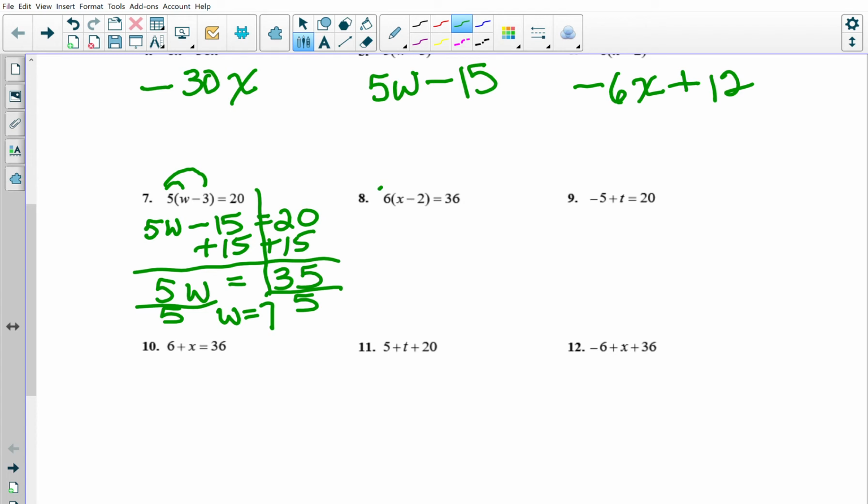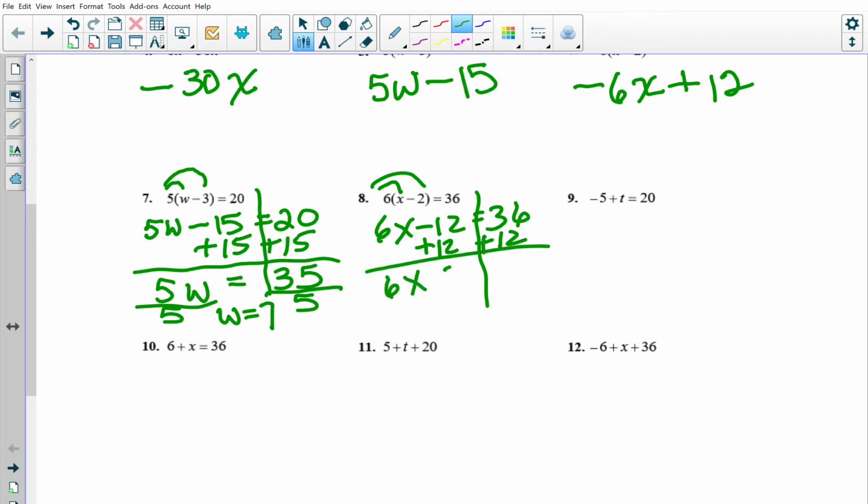In number 8, distributing, I have 6x minus 12 equals 36. So first I will add 12 to both sides of this equation. So 6x equals 48, and dividing by the coefficient 6, x is equal to 8.